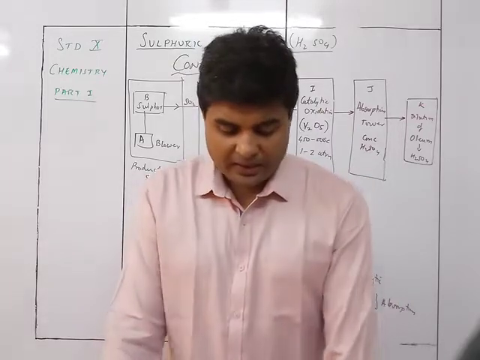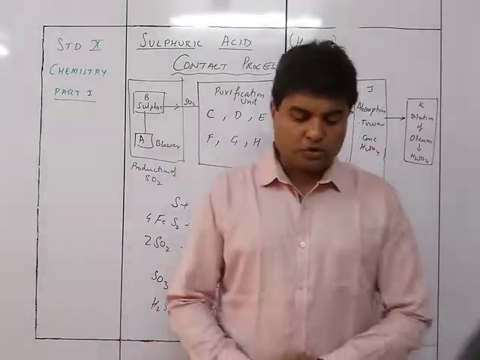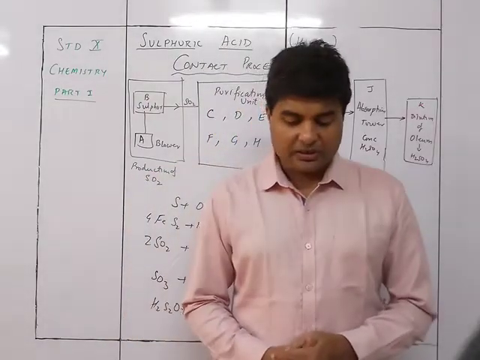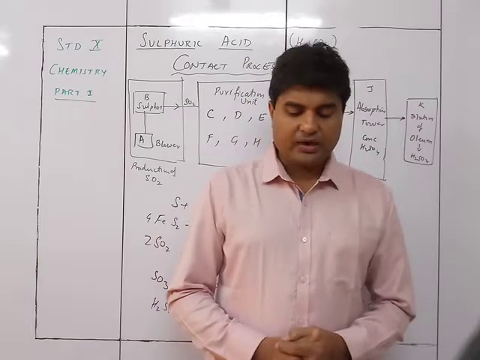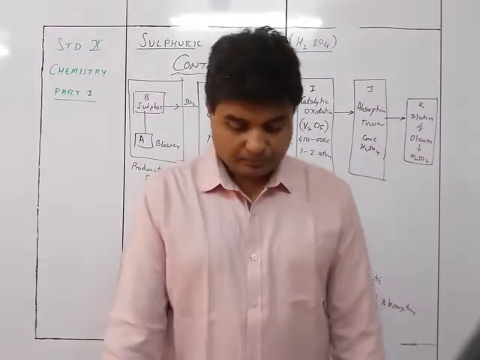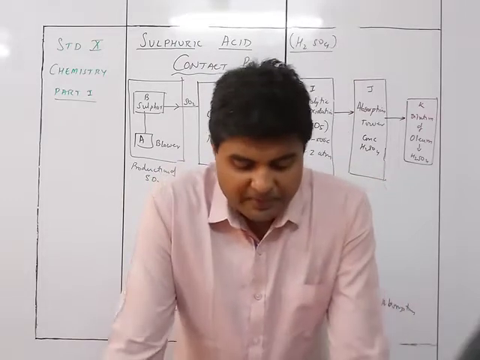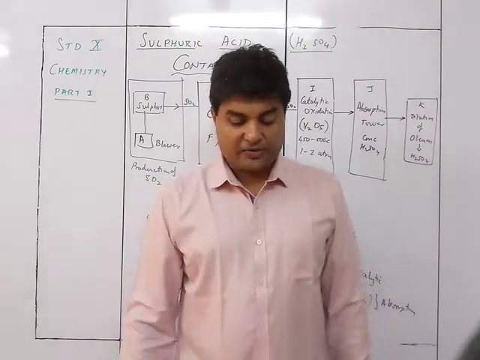So that's why it is preferred to have an optimum temperature of 450 to 500, which is more suitable for the catalytic oxidation reaction, with the conversion of sulfur dioxide being about 98%. An optimum pressure of about 1 to 2 atmosphere is used during the catalytic oxidation of sulfur dioxide.